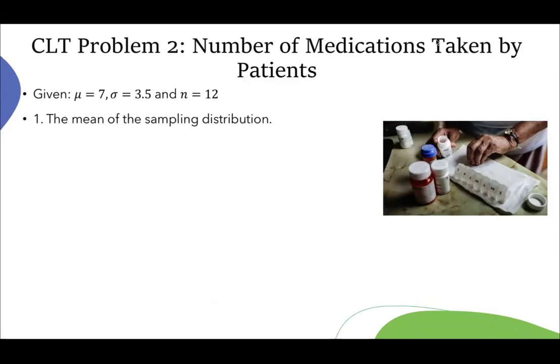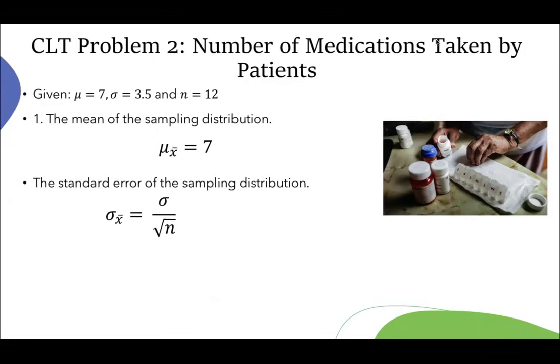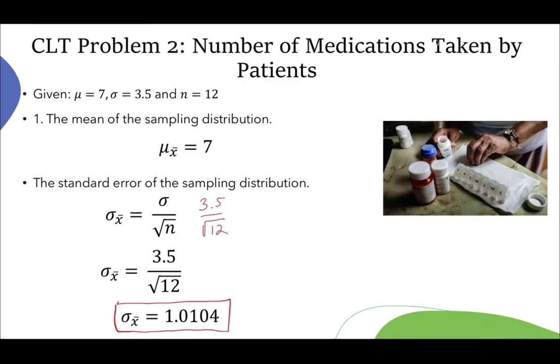So the mean and the standard error are 7 for the mean of the sampling distribution, and the standard error is 3.5 divided by the square root of 12. You're going to get 1.0104. Okay, and just remember that our standard error is always smaller than the standard deviation of the population. So there's a check on the reasonableness of your answer. You should always be getting a standard error that's smaller than sigma.